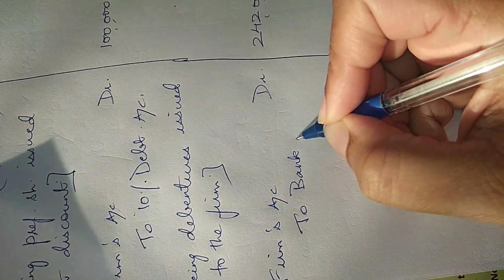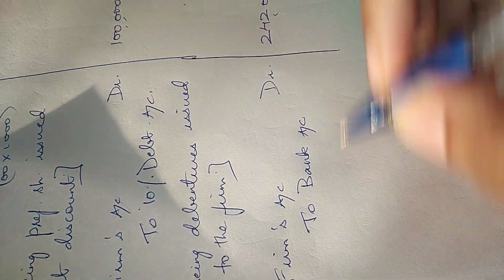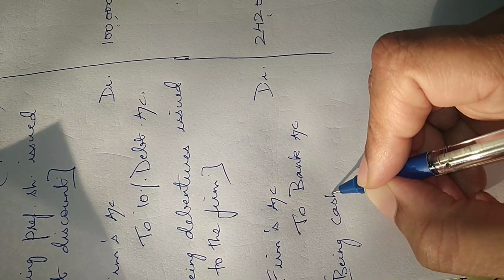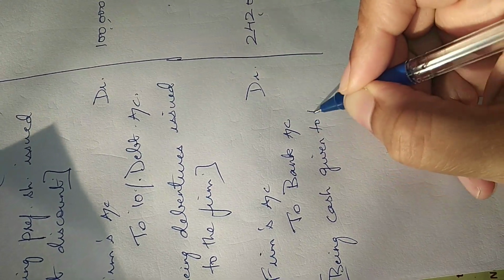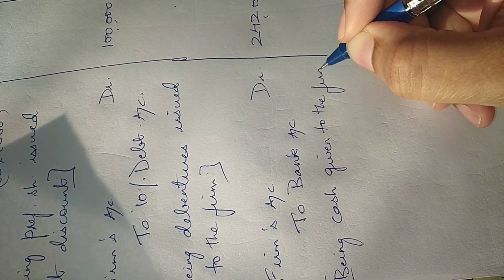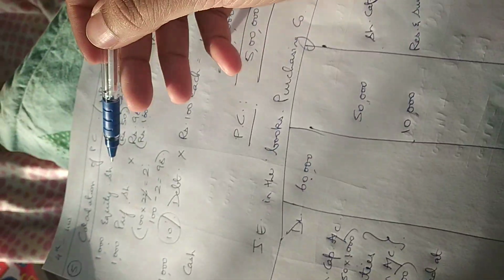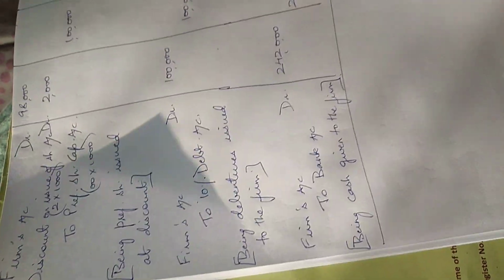This is for the cash amount, 2,42,000, being cash given to the firm. Now this is your journal entries, if you are showing all the 4 payments in individual or separate journal entries.